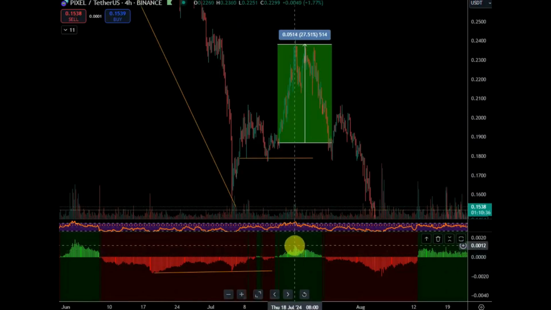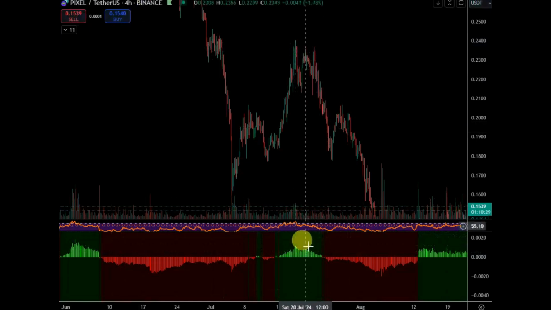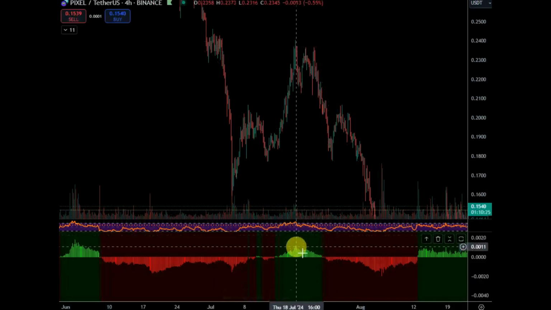There was a spike here and then there was a divergence here. Not really a divergence, actually. It was a lower high. That's a lower high, and that's a lower high. That's a lower high. But it was slightly showing weakness.